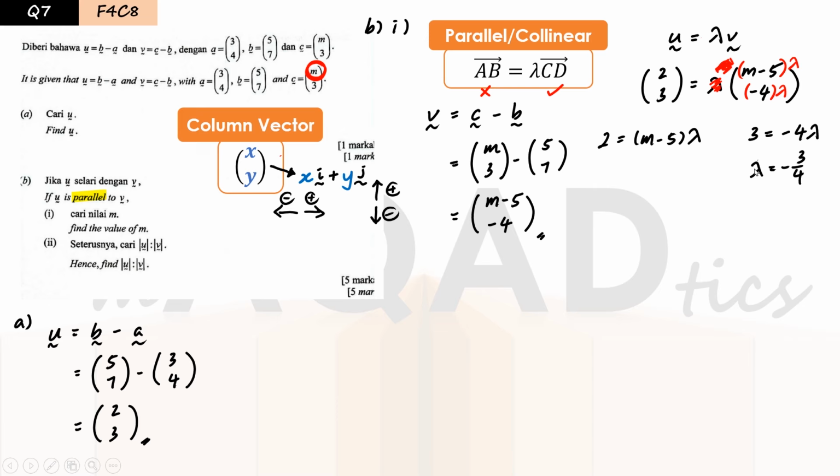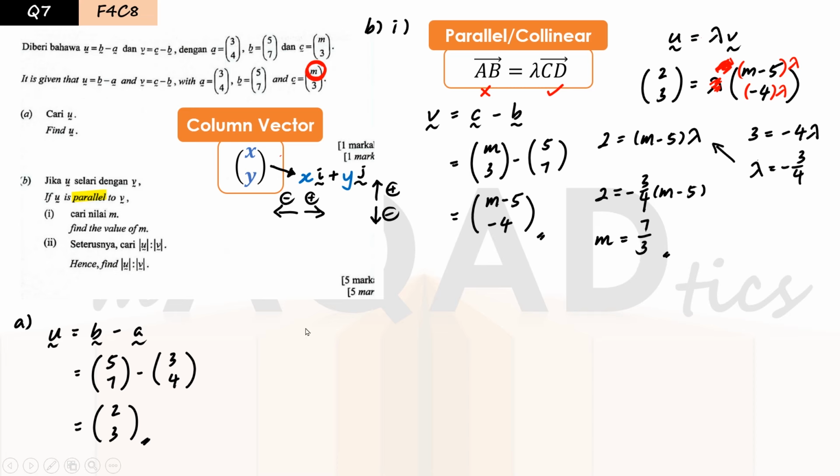Then I substitute this value inside here, and we have this result. So basically lambda is moved into here, negative 3 over 4, and m minus 5 here. For this negative 3 over 4, I'm going to move it to the other side, which means we are going to divide with 2. Once we've done that, we move this negative 5 to the other side, so it means plus 5. Once we've done that, we can find the value of m, which is 7 over 3.